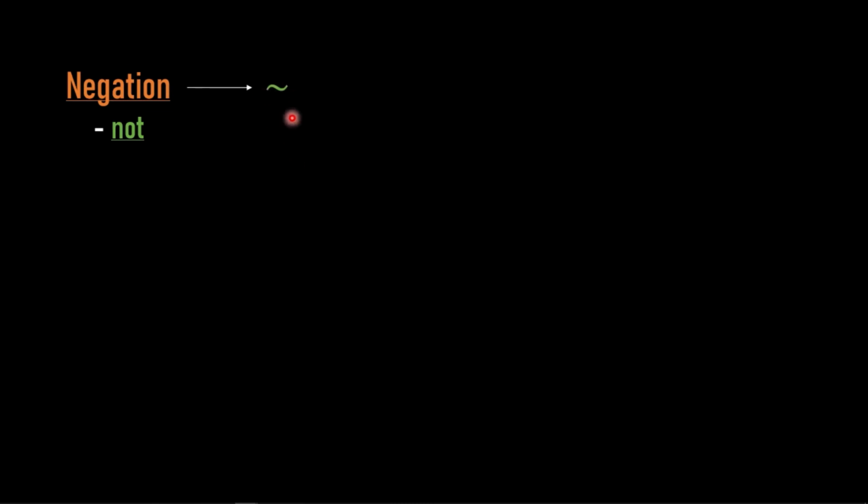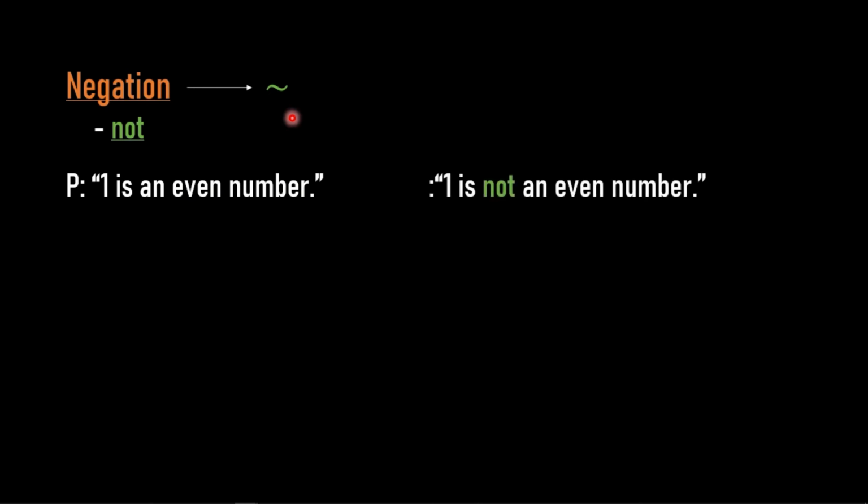For example, we have statement p: 1 is an even number. Its negation will become 1 is not an even number. Its propositional form will become like this, which is read as "not p." So basically, not is just the opposite of the statement. So we can also say the negation of p is that 1 is an odd number, since odd is the opposite of even. So one thing to remember in negation is that if the statement is true, then its negation is false. And if the statement is false, then its negation is true.